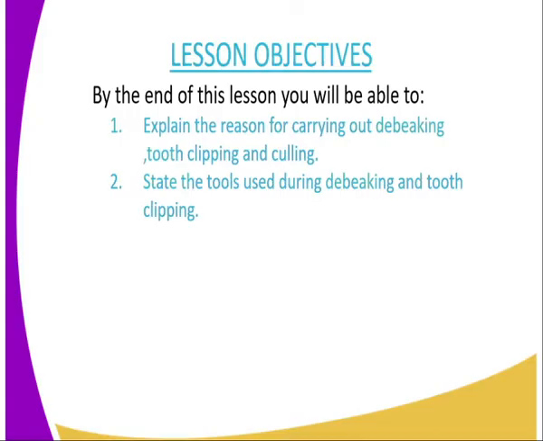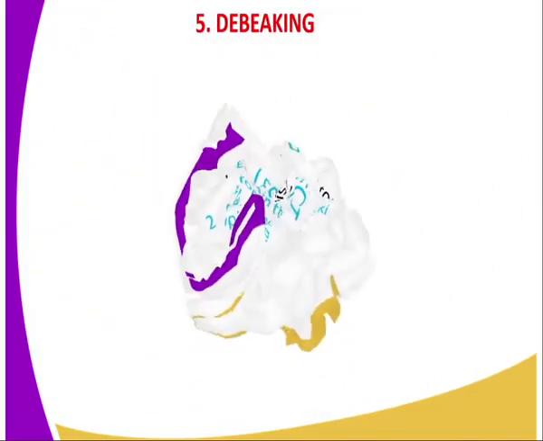By the end of this lesson, you should be able to, number one, explain the reasons for carrying out debeaking, tooth clipping, and culling. Then the second objective, you are supposed to state the tools used during debeaking and tooth clipping activity.